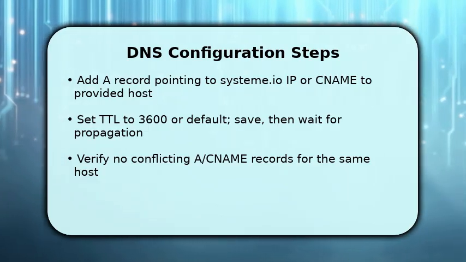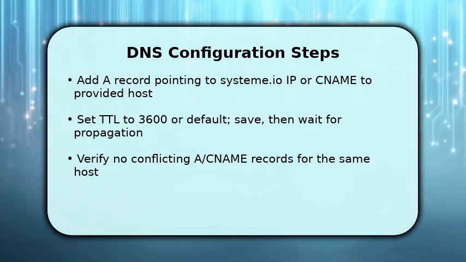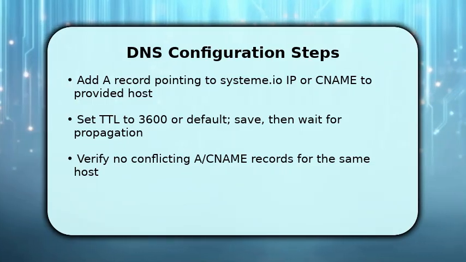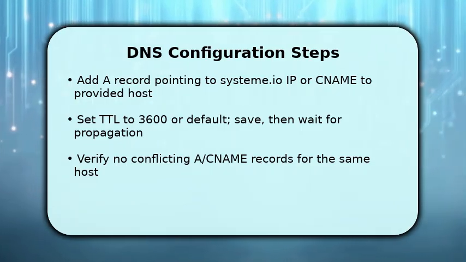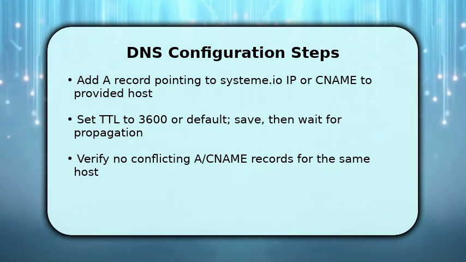Save changes, then return to system.io and click Verify Domain. DNS can take minutes to hours, so be patient, but ready to retry verification. Once verification succeeds, set the domain as primary for funnels or storefronts within system.io.